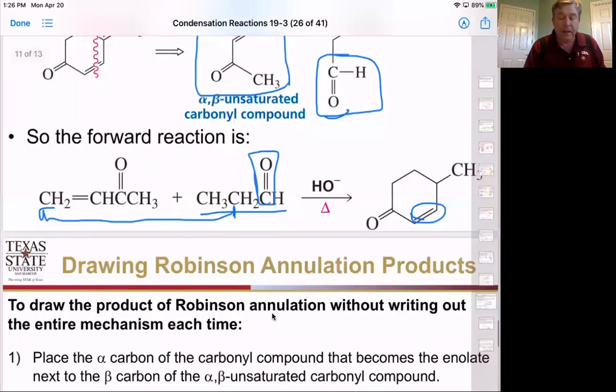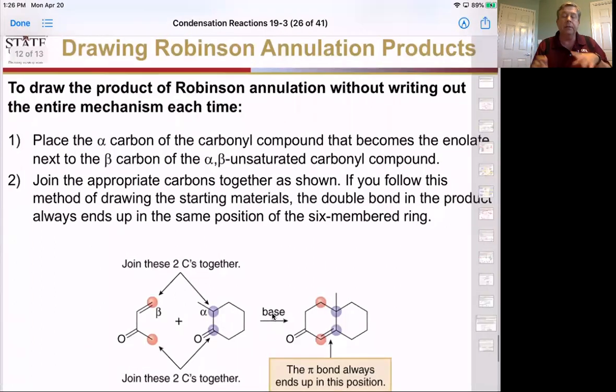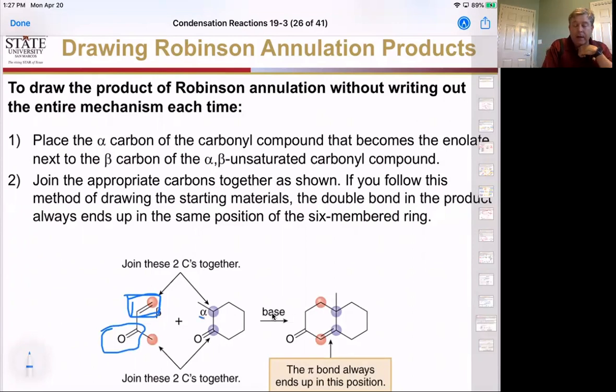Okay, and here's another, I'm sorry, not the mechanism, but a way to draw your annulation product so you always end up with the double bond in the right place. Okay, so you want to redraw it just like you would redraw a Diels-Alder system, okay? But in this case, we want the ketone to be trans to the alkene, okay? So this alkene is going to form your first saturated carbon-carbon bond, right? And then you want to order it so that your alpha carbon, where you form your enolate, is next to this beta carbon, because that's where you're going to form that carbon-carbon bond.